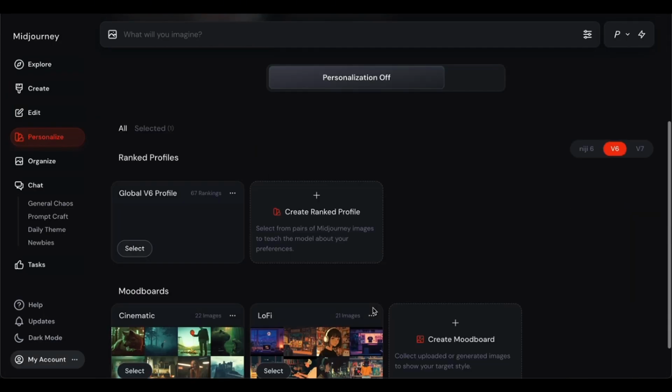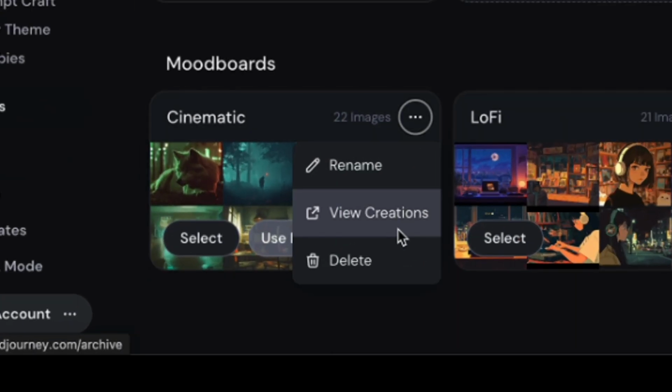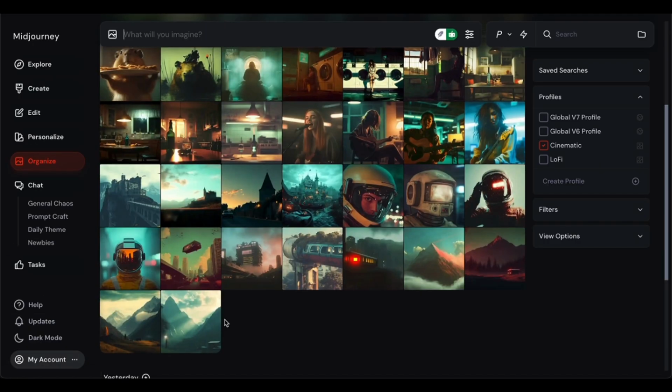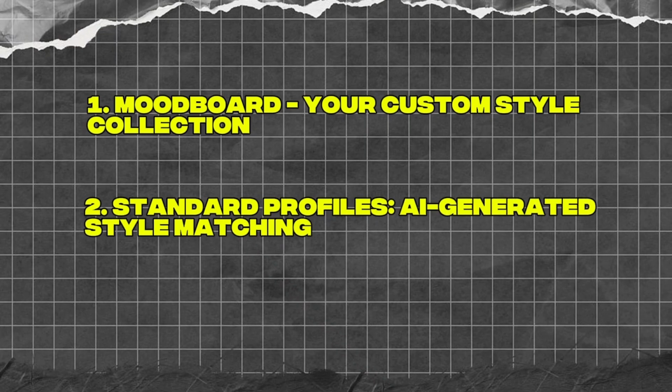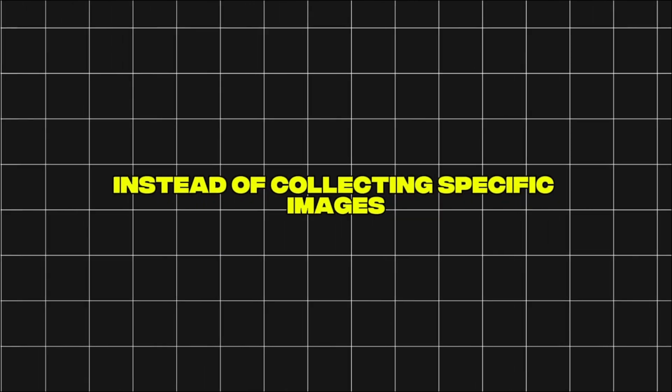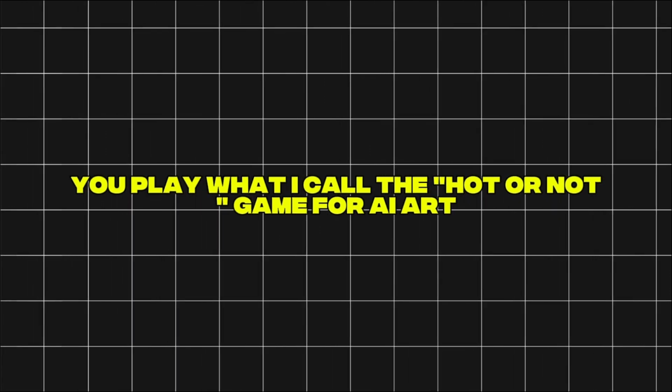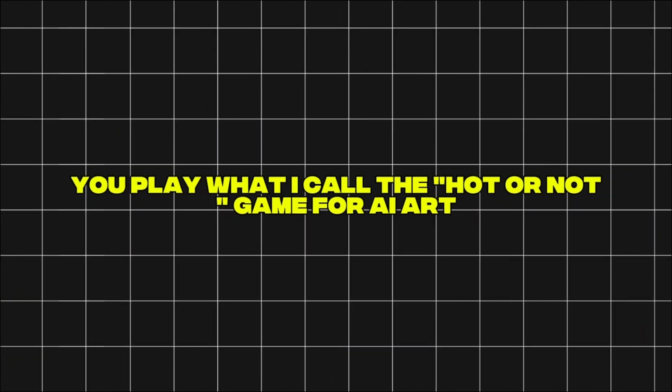of both. After you've created a mood board, click View Creations to see everything you've ever made with that specific board. It's like having separate portfolios for each of your signature styles. The second way to personalize is with standard profiles. Instead of collecting specific images, you play what I call the hot or not game for AI art.